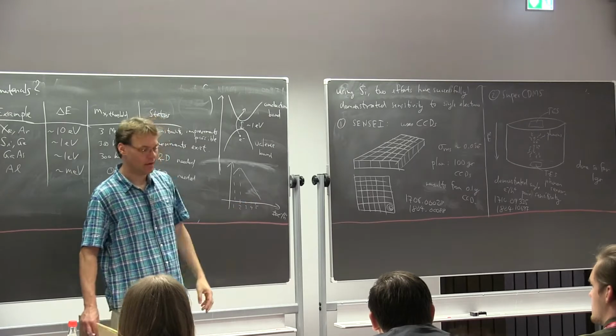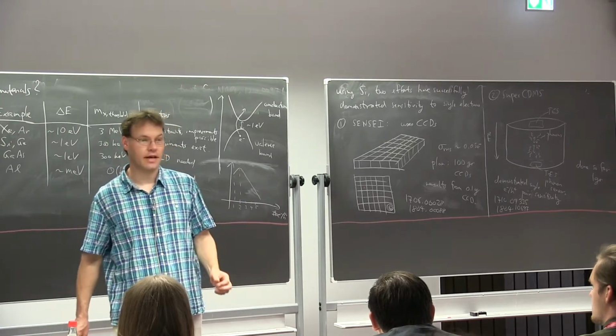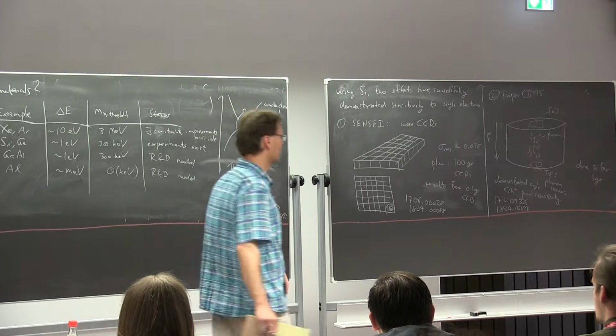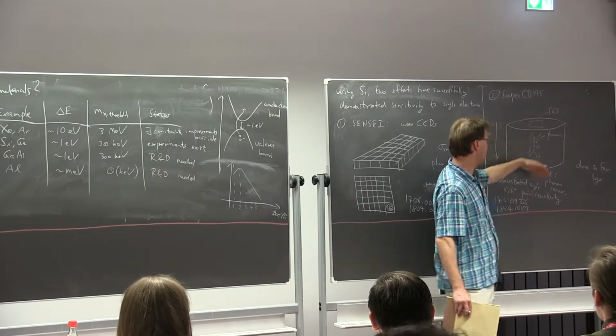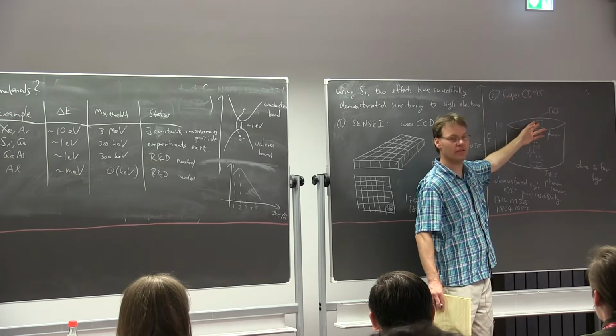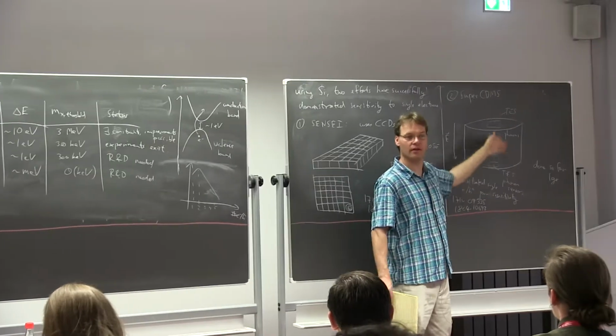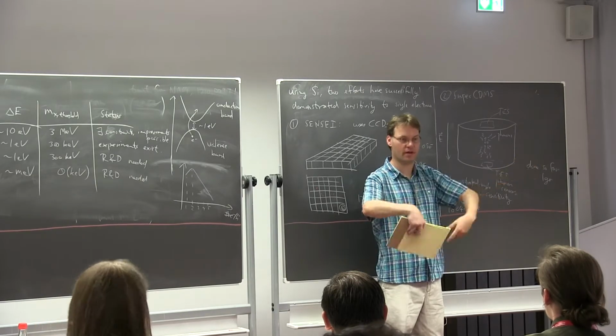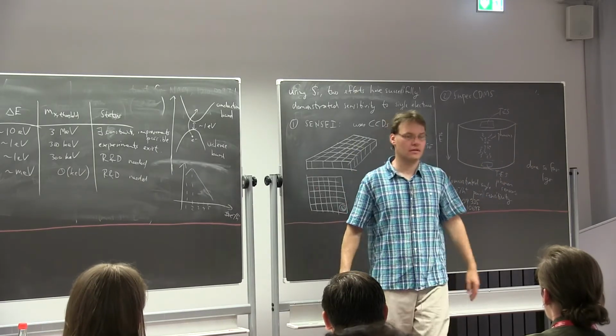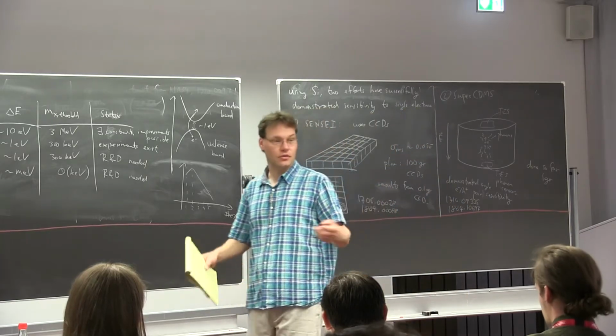There are things you have to worry about, like dark counts. For SuperCDMS, they apply an electric field, and when you apply an electric field, sometimes the thing will just spit out electrons for fun. You create something with an electric field, and you've got some cathode, and it just spits out electrons. Unfortunately, there's some dark count which just exists.